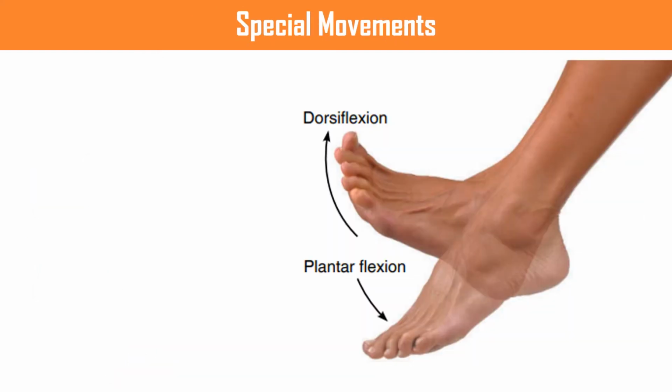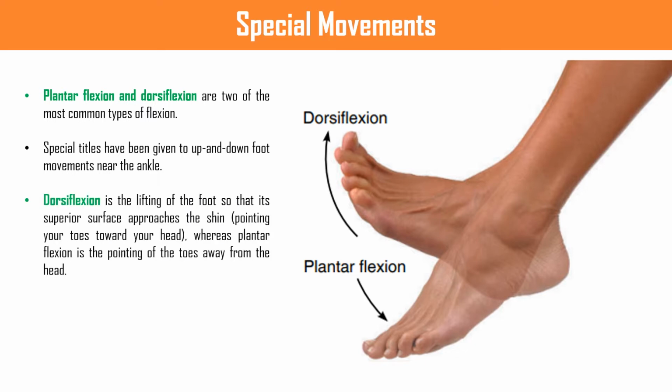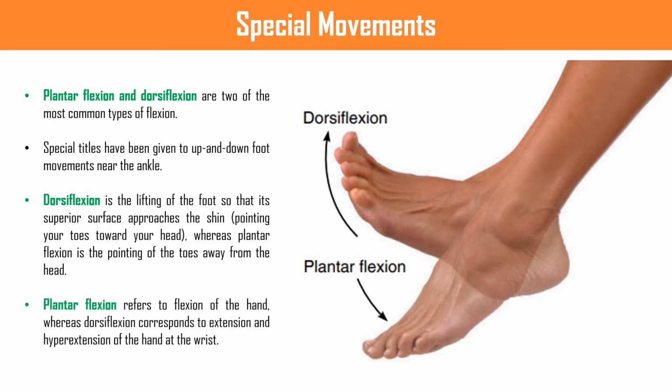Then we have special types of movements in the body. First is plantar flexion and dorsiflexion. These are two of the most common types of flexion. Special titles have been given to up and down foot movement near the ankle. Dorsiflexion is lifting a foot so that its superior surface approaches the shin, pointing your toes towards your head, whereas plantar flexion is pointing of the toes away from the head. Dorsiflexion and plantar flexion also refer to the hand at the wrist.